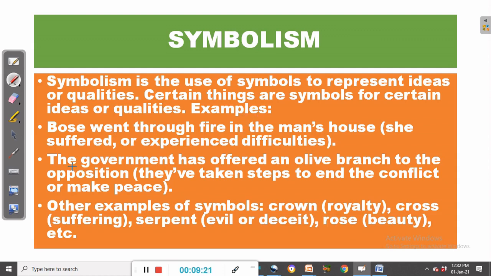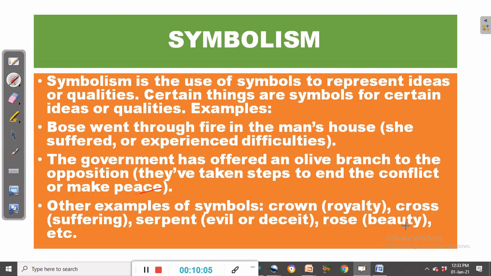All right? Another example, the government has offered an olive branch to the opposition. Olive branch is a symbol of peace. It means they've taken steps to end the conflict or to make peace. Other examples of symbols: when a crown is mentioned, it symbolizes royalty. When a cross is mentioned, it symbolizes suffering. A serpent or a snake symbolizes evil or deceit. Rose, which is a kind of flower, symbolizes beauty, and so on and so forth.